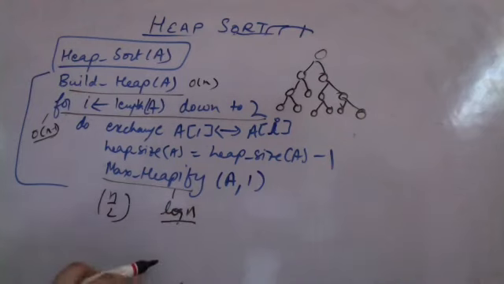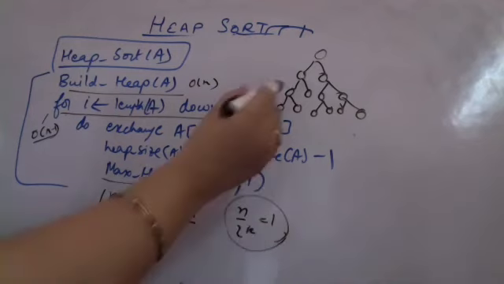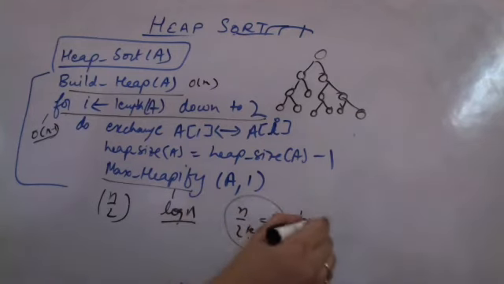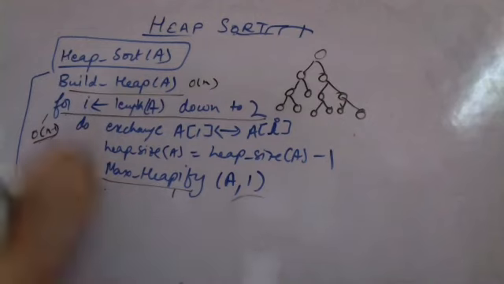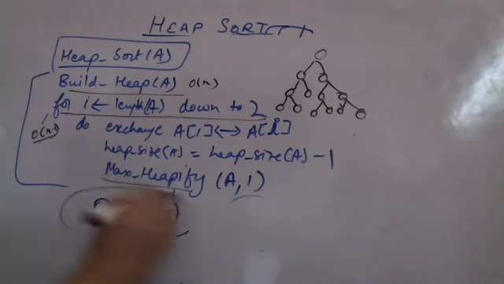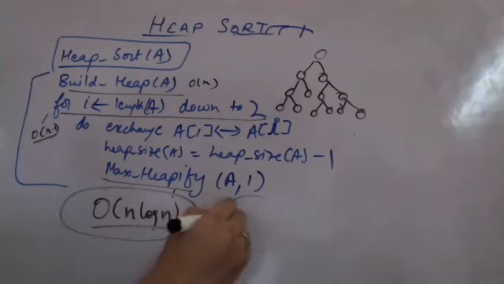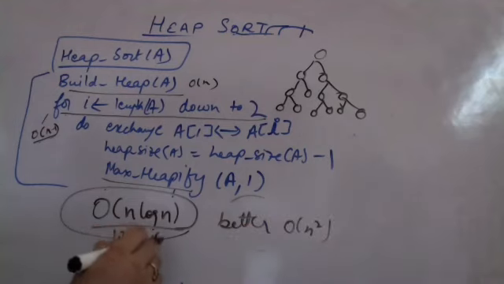From the complexity analysis we know that the number of levels is given by n upon 2 raised to the power k equal to 1. K is the number of levels, so k comes out to be of the order of log n. So max heapify is called log n times. The loop is running n minus 1 times. Thus the complexity of heap sort comes out to be of the order n log n, which is way better than of the order n square. This is the worst case complexity. Even in the worst case, it will take us only n log n time.